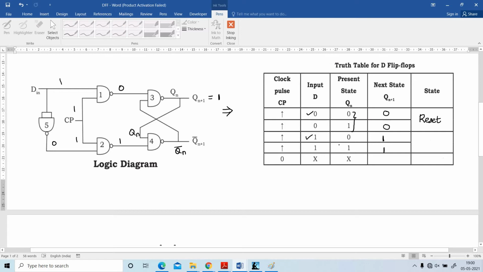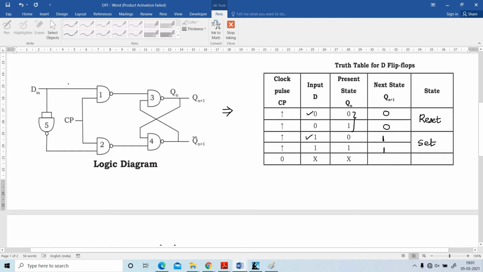So whether the present state may be 0 or 1, we will get the output as a high value. This is the set state of the D flip-flop.